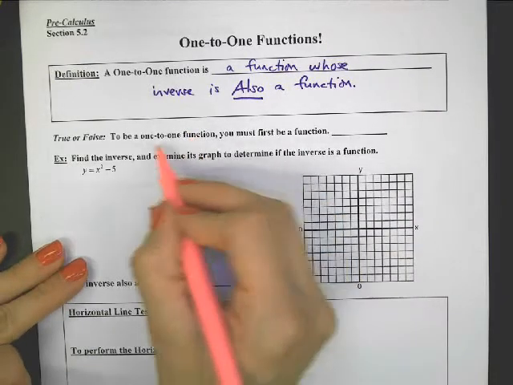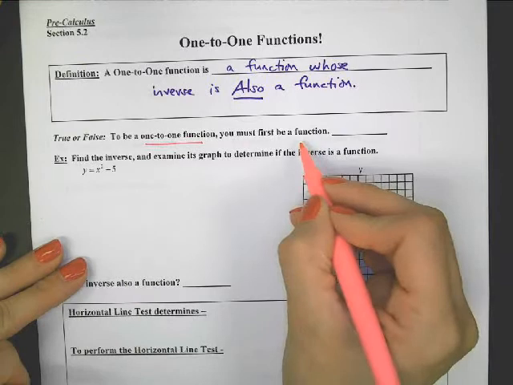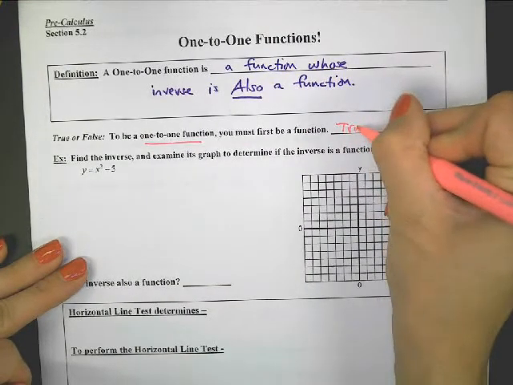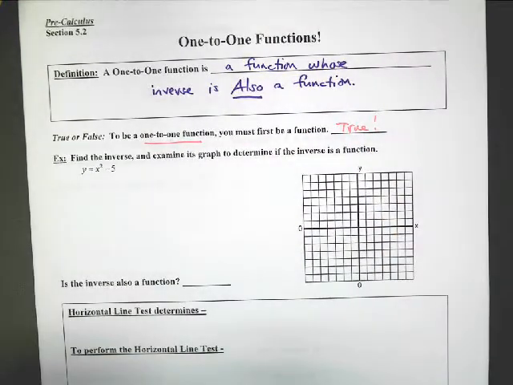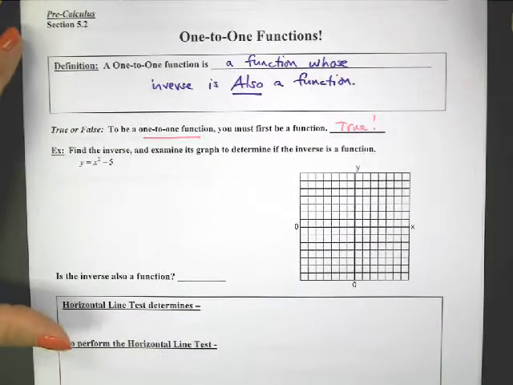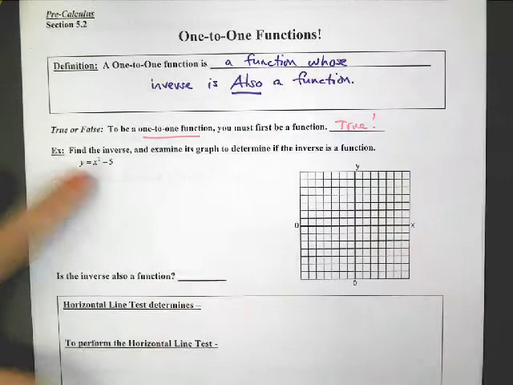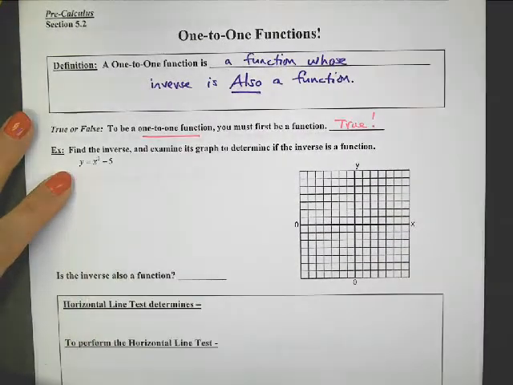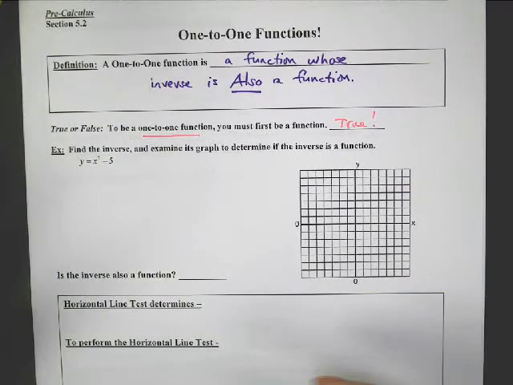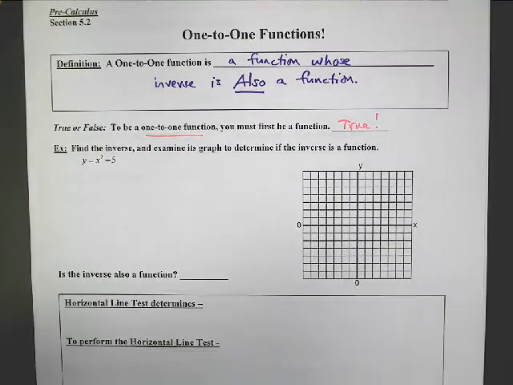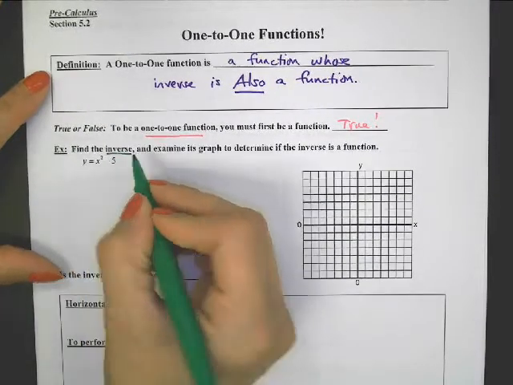Okay, true or false? To be a one-to-one function, you must first be a function. True, of course. So don't even do all this work to see if he's a one-to-one function, if he's not even a function to begin with. Okay, find the inverse. So every equation can have an inverse, but the function and the inverse might not be functions themselves.